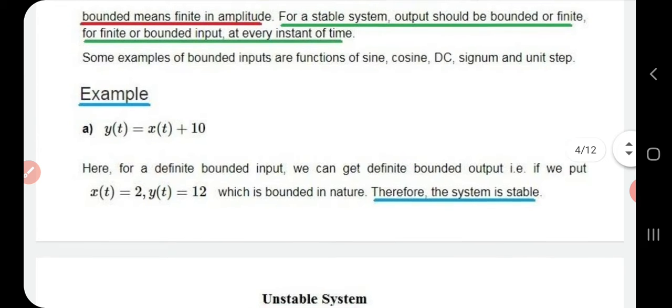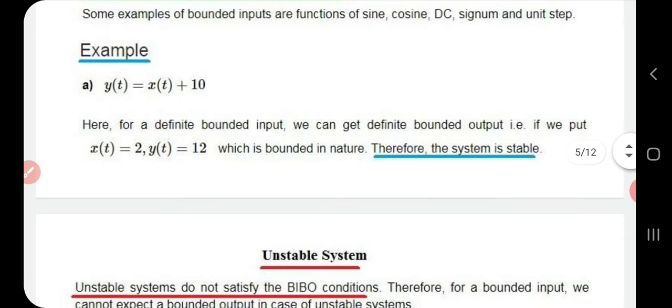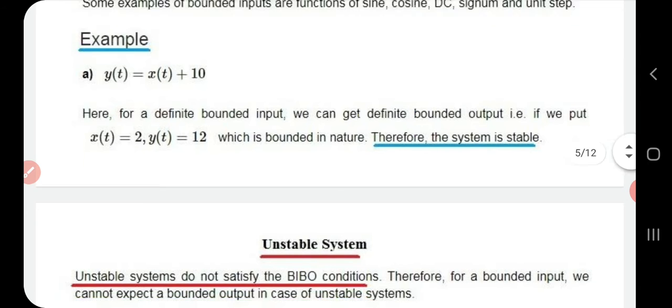Okay, see an example. Examples are functions of sine, cosine, etc. Here y(t) equals x(t) plus 10. Here, for a definite bounded input, we get a definite bounded output. That is, if we put x(t) equal to 2, y(t) will be 12, which is bounded in nature. Therefore, the system is stable. That is, the condition is satisfied.